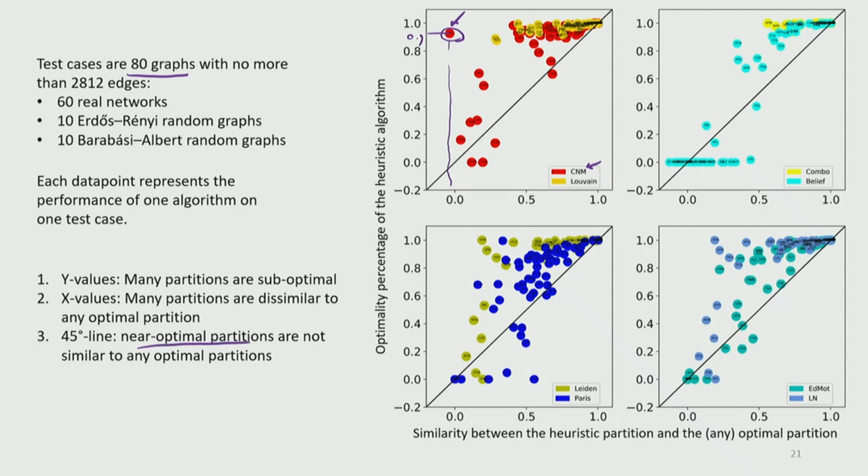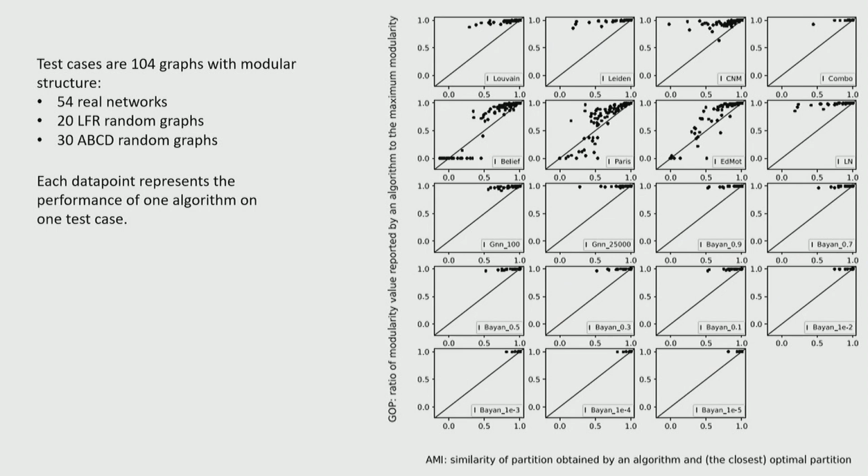It means that even near optimal partitions are not similar to any optimal partition, which is an issue because this is not about minimizing the cost of a project, where if we don't optimize it globally, it wouldn't be a big deal. In terms of optimality, we could be close to optimal in terms of modularity, but the partition could be substantially different. So this was one of our main findings.